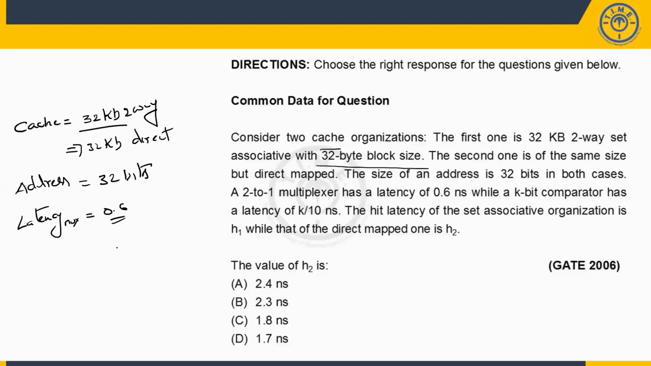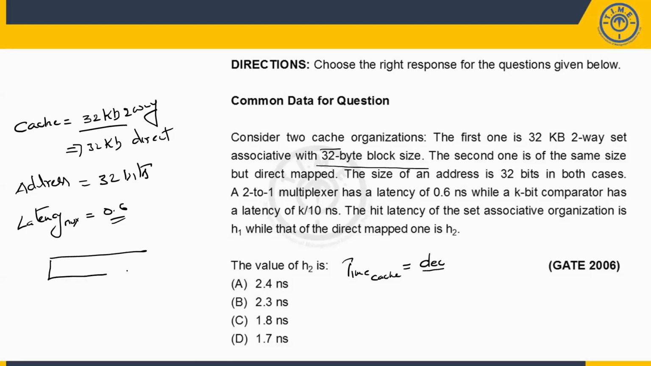Now understand what is asked here. The hit latency of the set associative organization is H1, while that of the direct mapped cache is H2. Recall, what is the total time required to access the cache memory? It includes three parameters. The first one is the decoder latency.